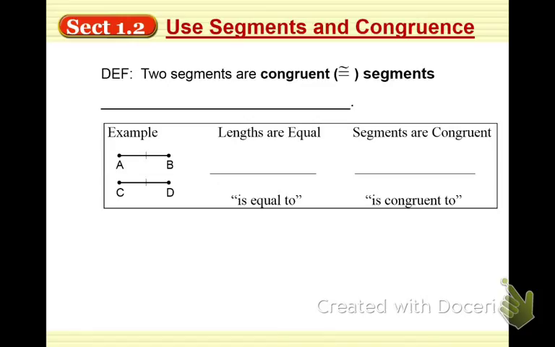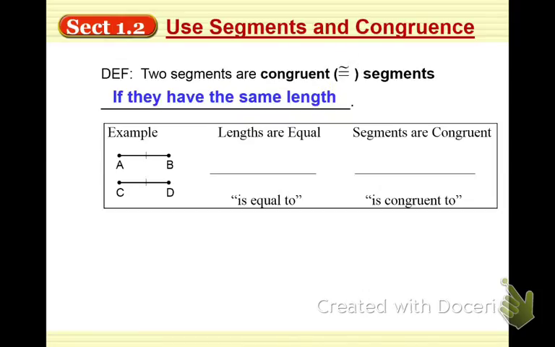Okay? All right, since segments have lengths, you can have two segments that have the same length. And in geometry, that's called congruent, right? Two segments are congruent segments if they have the same length. And check out that symbol. Okay? It's an equal sign with a little squiggly above it. That means congruent.